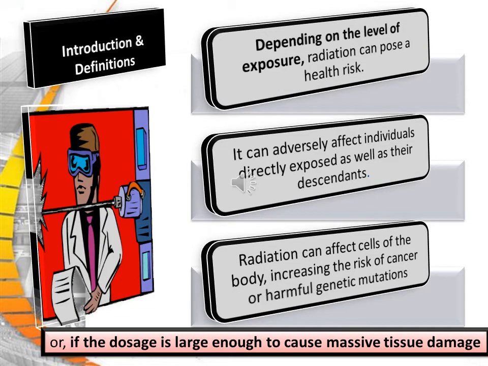Depending upon the level of exposure, radiation can pose a health risk. It can adversely affect individuals directly exposed as well as their descendants. Radiation can affect cells of the body, increasing the risk of cancer or harmful genetic mutations, or, if the dose is large enough, cause massive tissue damage.